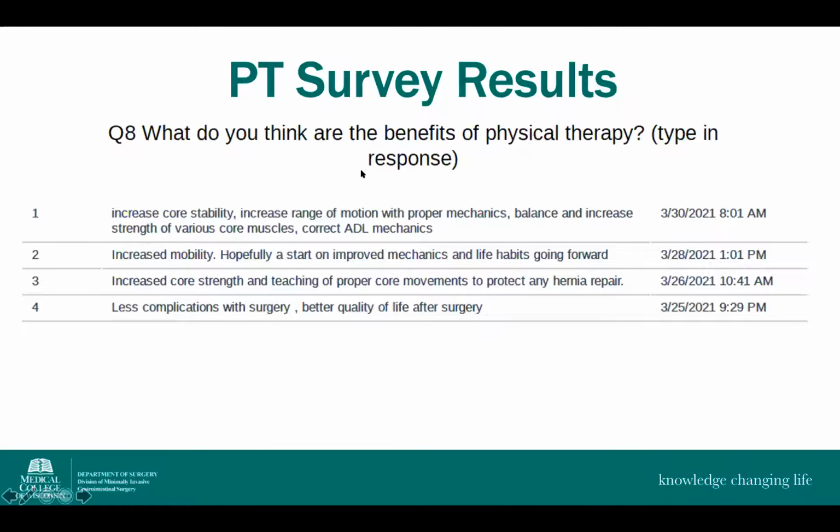When we asked what do you think are the benefits of physical therapy, we got a whole range of responses. Here's just a sample of them: increasing core stability, increasing range of motion, increased mobility, increased core strength, less complications, better quality of life. All things that we can obviously assume and have definitely been proven in other areas of the literature, which really emphasizes why physical therapy is so important, and why I think a lot of the surgeons responded that they think it is beneficial, even though they may not themselves use it.